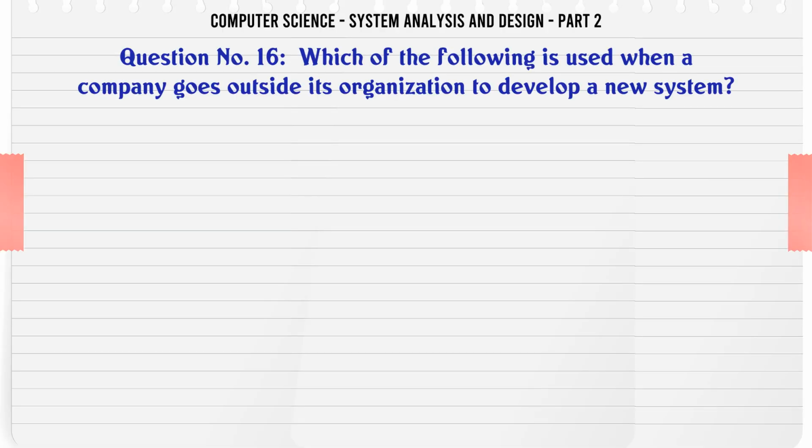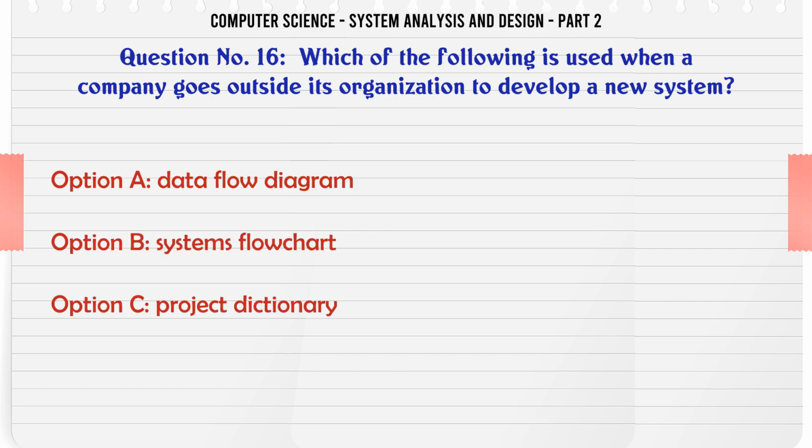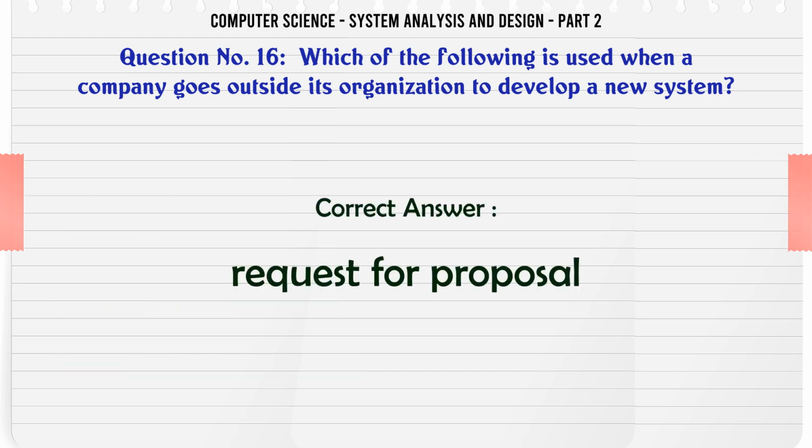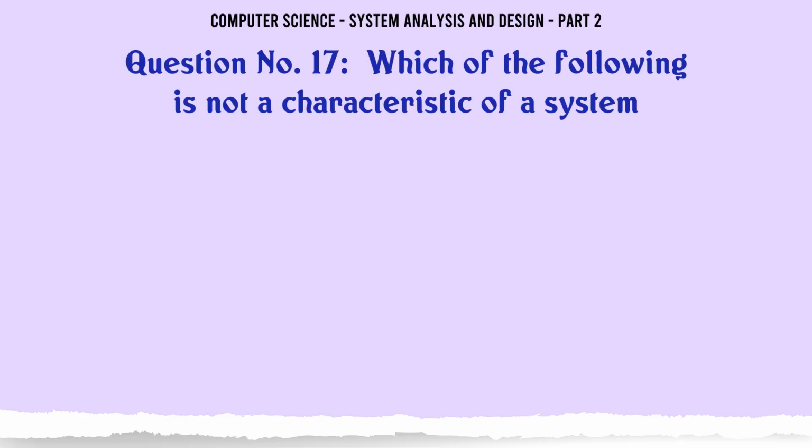Which of the following is used when a company goes outside its organization to develop a new system? A. Data flow diagram. B. Systems flowchart. C. Project dictionary. D. Request for proposal. The correct answer is request for proposal. Which of the following is not a characteristic of a system?